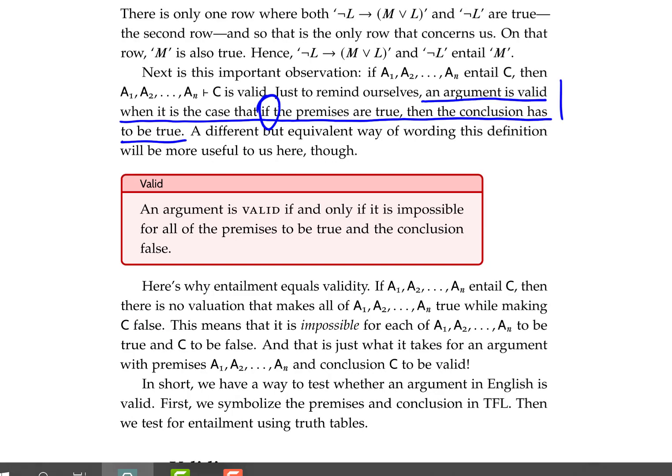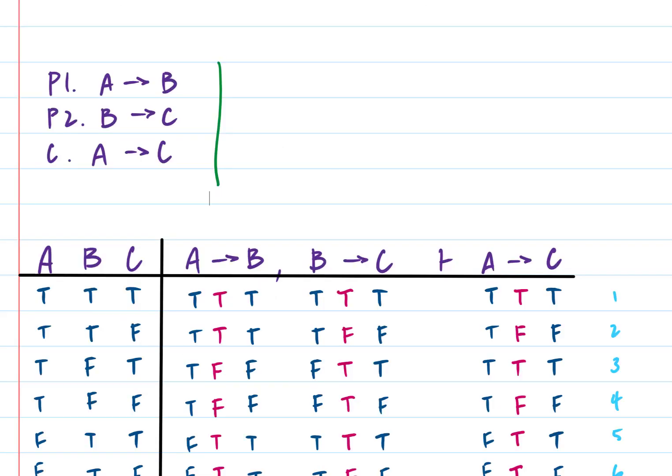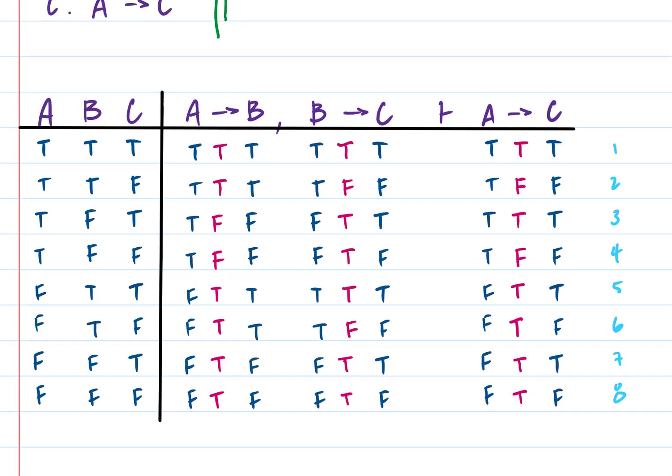Okay, and then here we also have another definition, an equivalent definition, just a different way of saying the same thing. An argument is valid if and only if it is impossible for all of the premises to be true and the conclusion to be false. Okay, now back to this. Again, this argument is valid. I'm just telling you that now. Maybe you can see that it is, but we're going to use a truth table, this truth table here, to check, or we might say verify, that it's valid.